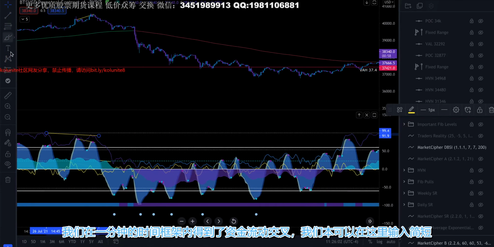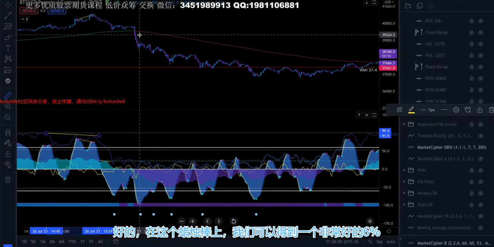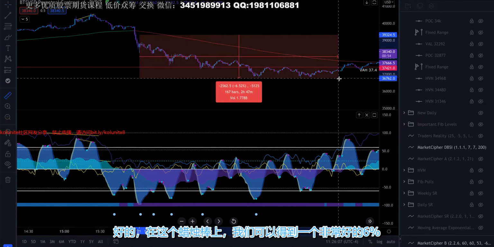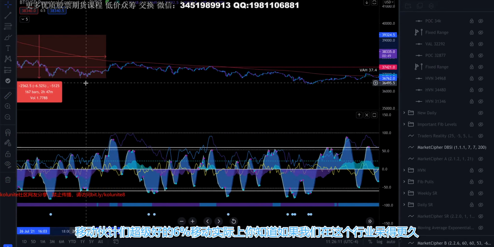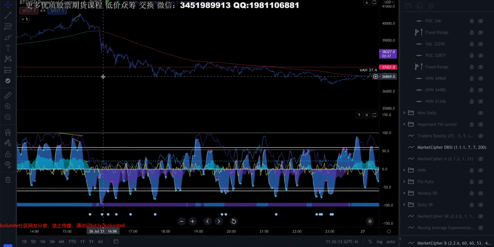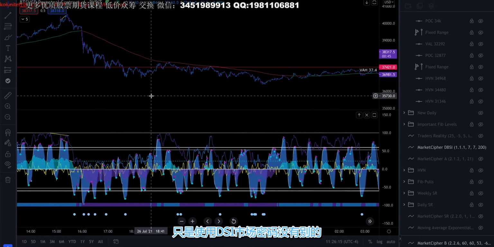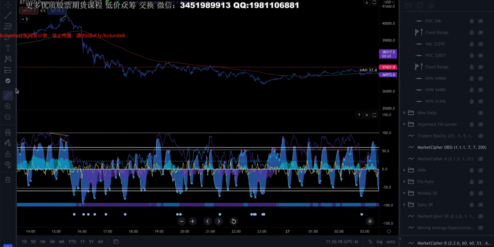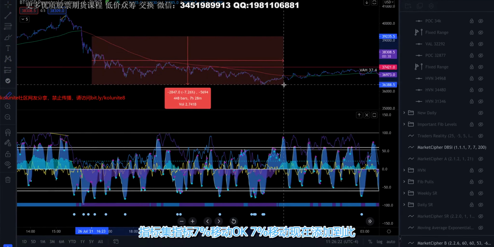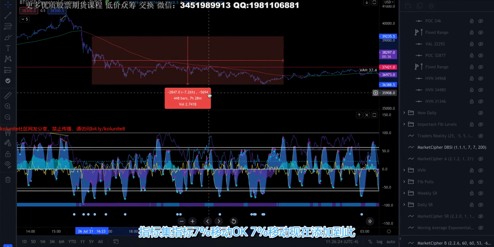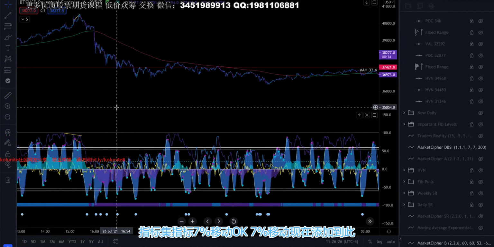We could have entered short right here, okay, on this candlestick, and we could have gotten a super nice 6% move, guys. A super nice 6% move. Actually, you know, if we had stayed in this trade longer, just by using DBSI and Market Cipher B and nothing else, that's how powerful this stuff is, guys. This is a really nice set of indicators. 7% move, okay, 7% move.